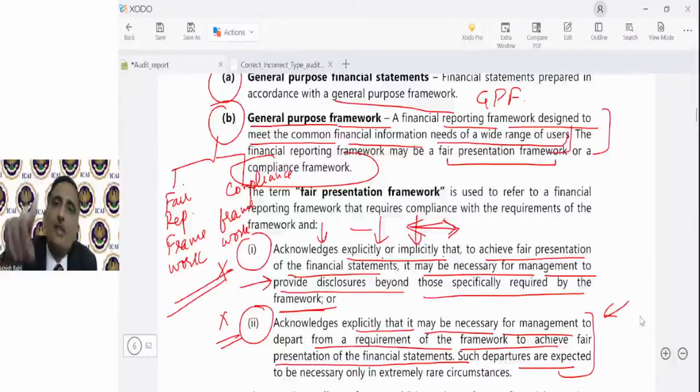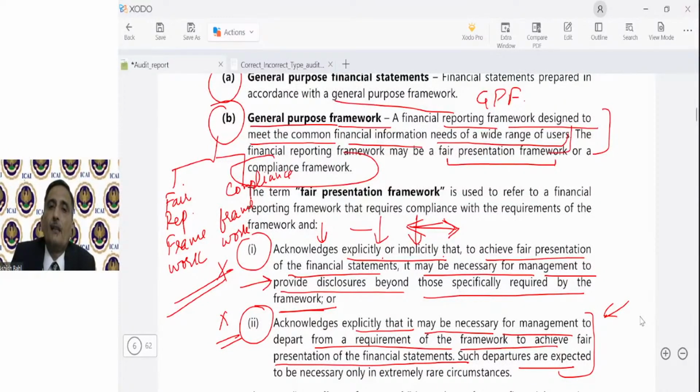Compliance framework, जैसे नाम से ही पता चलता है कि जो फाइनेंशियल रिपोर्टिंग फ्रेमवर्क है उसको कंप्लाई विद करेगा. आप ऐसे इस बात को समझिए. और फेयर रिपोर्टिंग फ्रेमवर्क जो है उसमें जो एप्लीकेबल फाइनेंशियल रिपोर्टिंग फ्रेमवर्क है, the management can go beyond that also. It can provide additional disclosures so as to depict the true picture. Okay, so you can understand it this way. Is that clear?